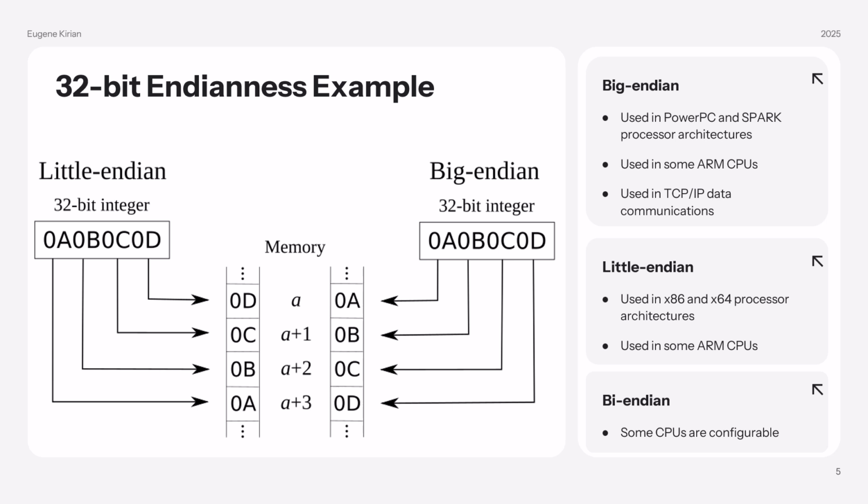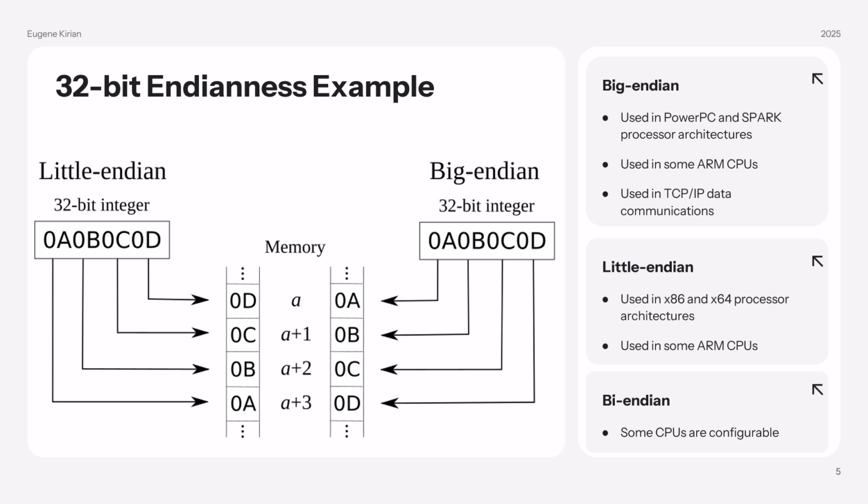When working with binary data, understanding endianness is crucial. Endianness refers to the way a computer stores multi-byte data types, like integers or floats, in memory. Imagine you're working with a 32-bit integer. In big endian systems, like those using PowerPC or SPARC processor architectures, the most significant byte of the integer is stored first. This is also the case in some ARM CPUs and in the TCP/IP data communications. Think of it like writing a date in the format year, month, date. The most significant part comes first.